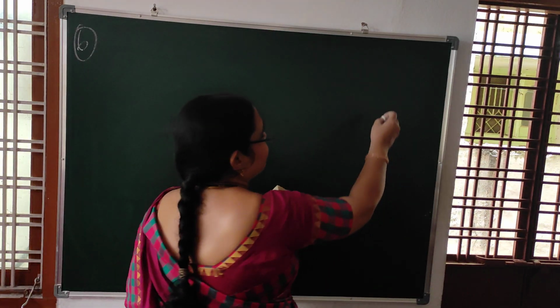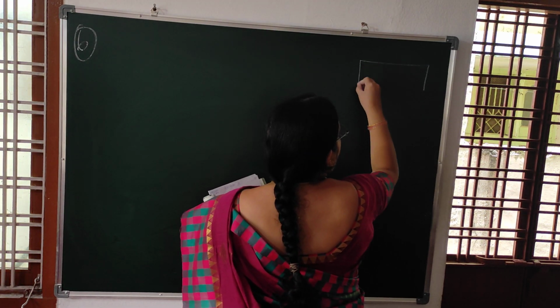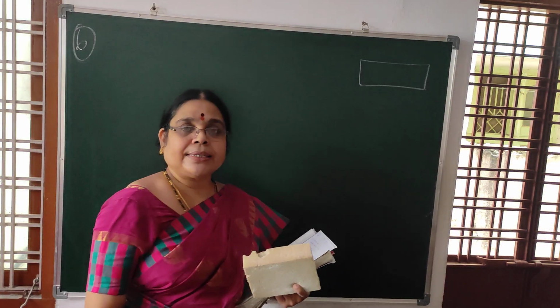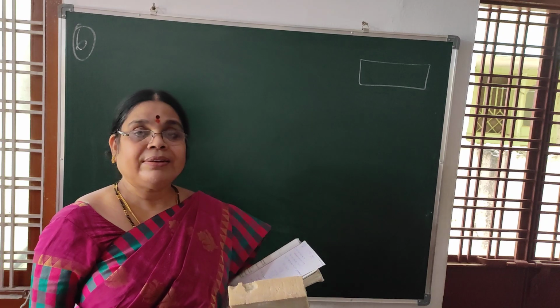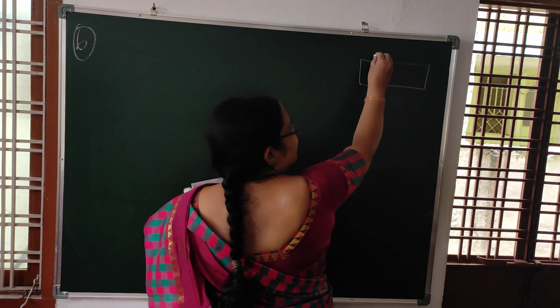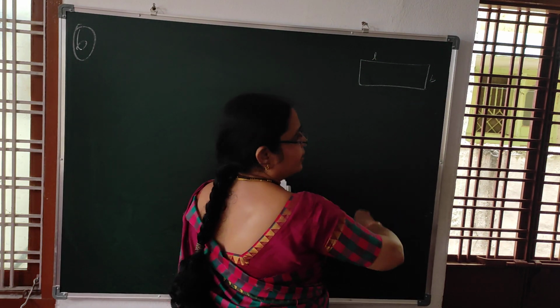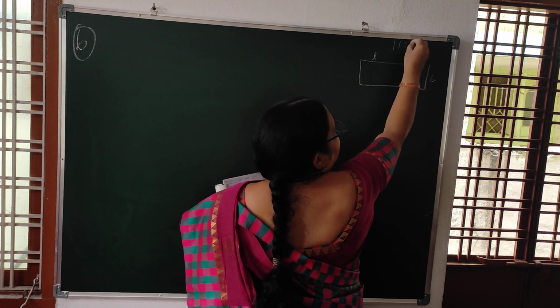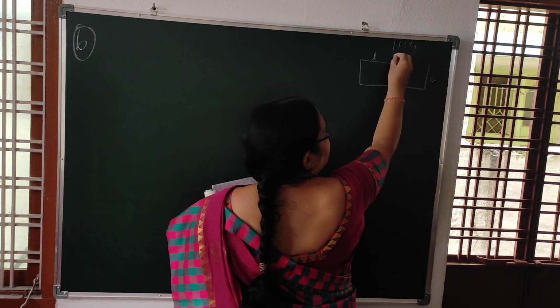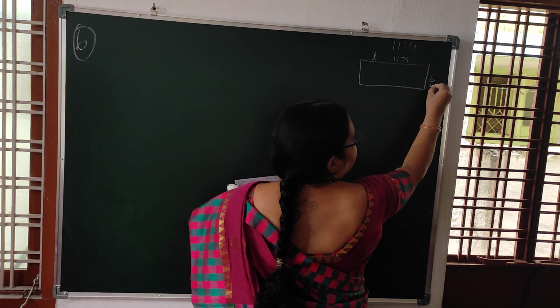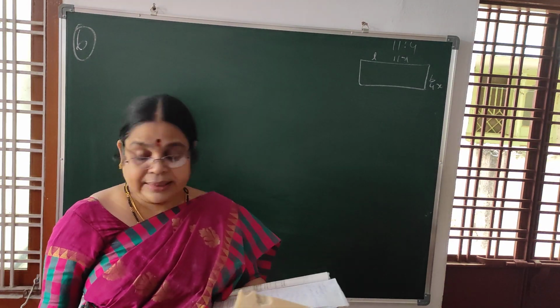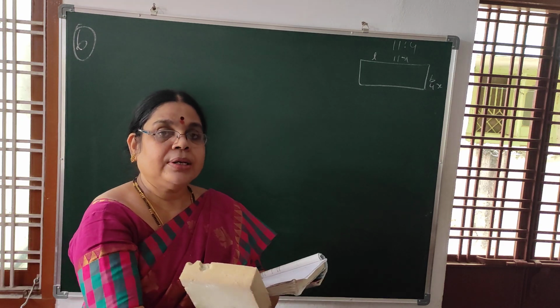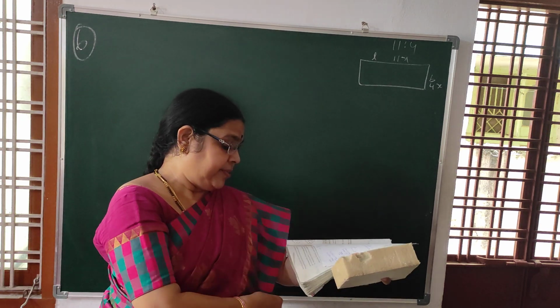Here there is a rectangular plot. Its length and breadth are given in the ratio 11:4. So this becomes the length and this becomes the breadth. What is the ratio given? 11:4. So length becomes 11x and breadth becomes 4x.